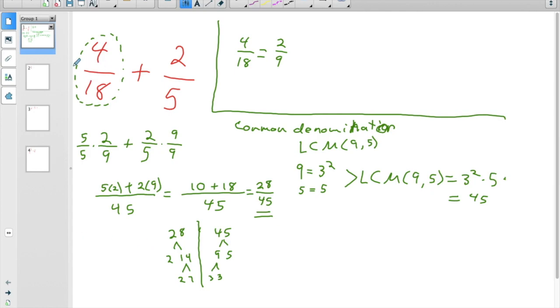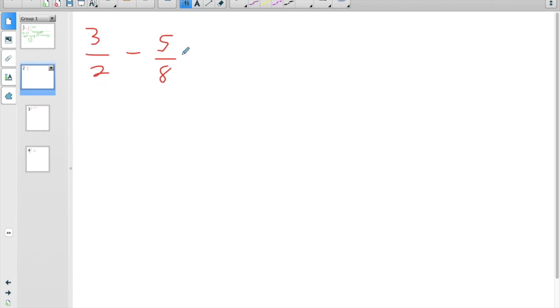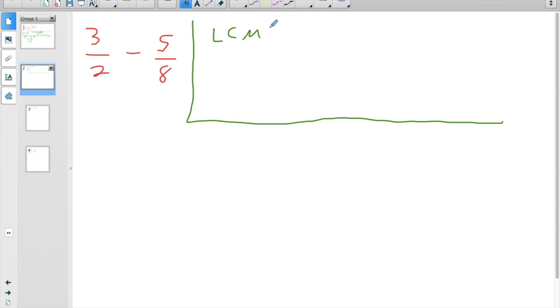Okay, let's look at a second. So here we have 3 halves minus 5 eighths. Again, we have some things that we have to do. And the first bit of that is we need to find the least common multiple of 2 and 8.